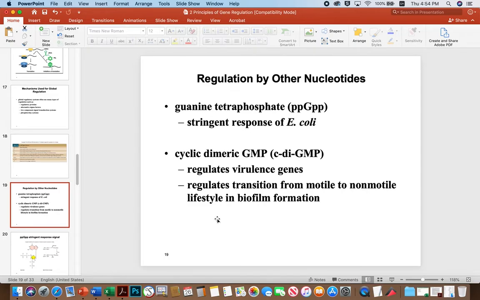Another version of regulation is by nucleotides, which is pretty unusual, like guanosine tetraphosphate, or ppGpp, responsible for the stringent response in E. coli, or cyclic di-GMP, which also regulates a whole bunch of things like virulence and motility and biofilm formation in bacteria.